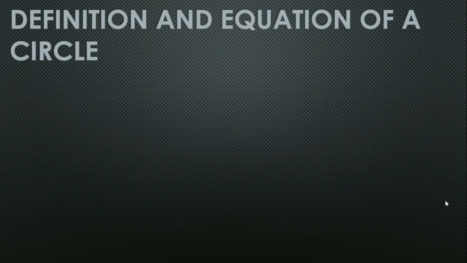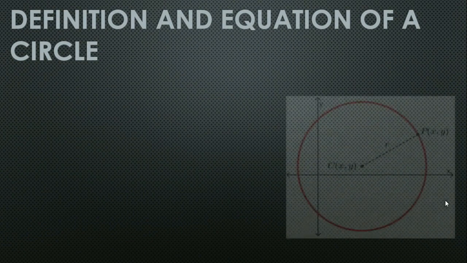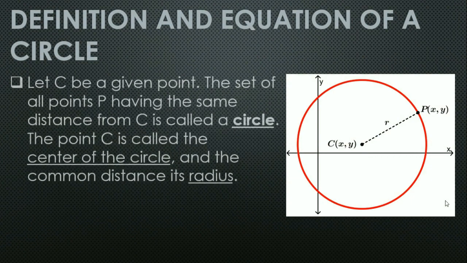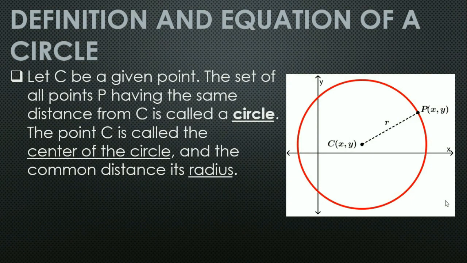Let's start with the definition and equation of a circle. As you can see, the circle is in the Cartesian plane. Let C be a given point. So this is point C. The set of all points P, this one, having the same distance from C is called a circle. The point C is called the center of the circle, and the common distance is radius.